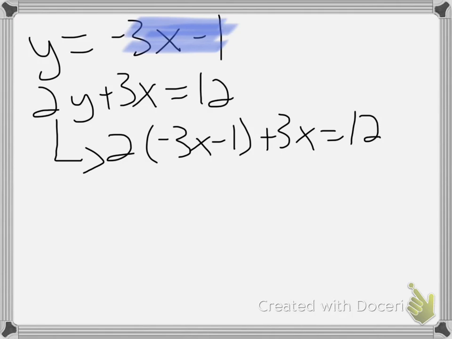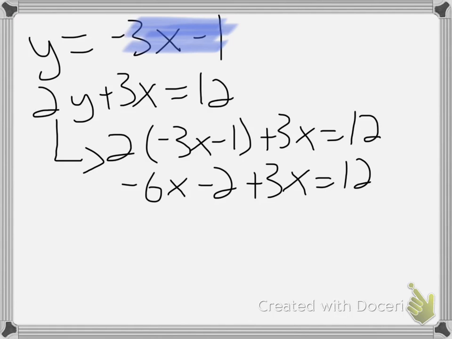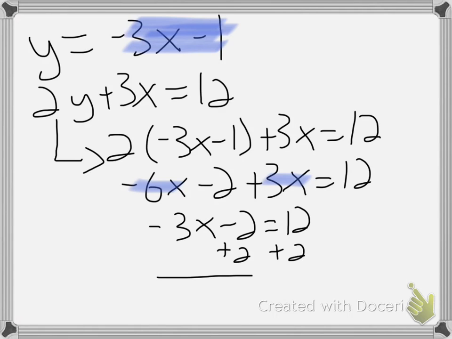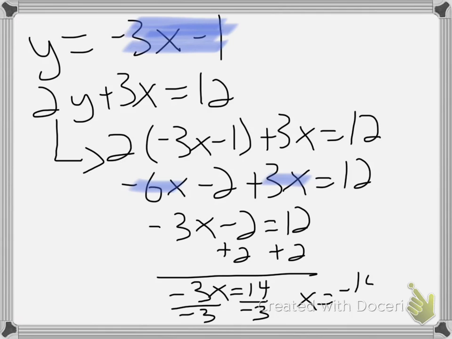So this time we got to do a little bit more work because it will end up working out. Negative 6x minus 2 plus 3x equals 12. Don't forget these are like terms, so I'm going to put them together. I get negative 3x minus 2 equals 12, right? Plus 2, plus 2. So negative 3x equals 14. You got to do the work, finish it off. X equals negative 14 over 3. It doesn't matter if the negative goes on the top or bottom, so I'm going to leave it like this.